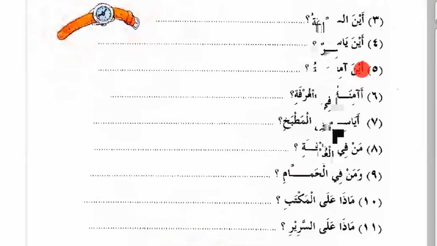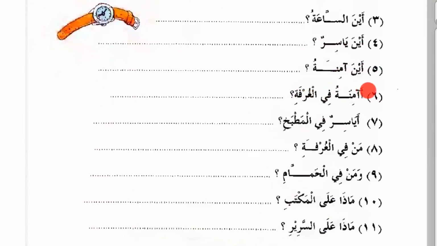So we have here, Aina Aminatu, Aina Yasir, where is Yasir? Aina Aminatu, where is Aminatu? Aminatu fil ghurfati. So this is called Hamzatul Istifham. You can remember, Hamzatul Istifham is just like Ahaza Kitabun. You can remember we did that. Ahaza is this. So that's why you can see the Alamatul Istifham, the question mark there. Aminatu fil ghurfati is Amina in the room. Ayasirun fil matbahi is Yasir in the kitchen.